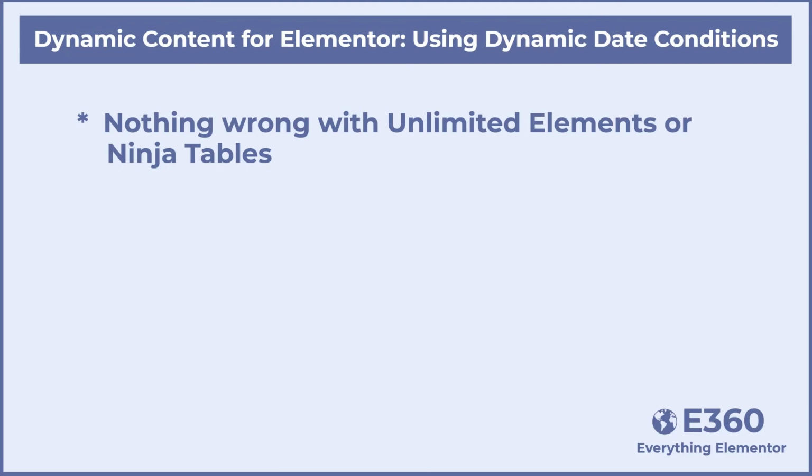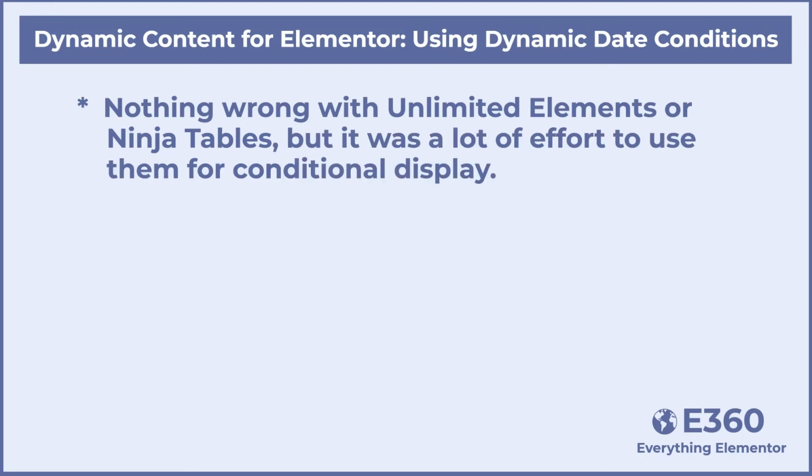I was using those tools to conditionally display the sales banner and to list the themes and plugins that were currently on sale. When I first built the website, it took me about a day to create the sales banner widget using unlimited elements. I had to learn how the widget maker worked and learn about the Twig templating engine it used. And it took me a good half a day to figure out and test the JavaScript that I used to hide the rows in that Ninja table for the current sales page.